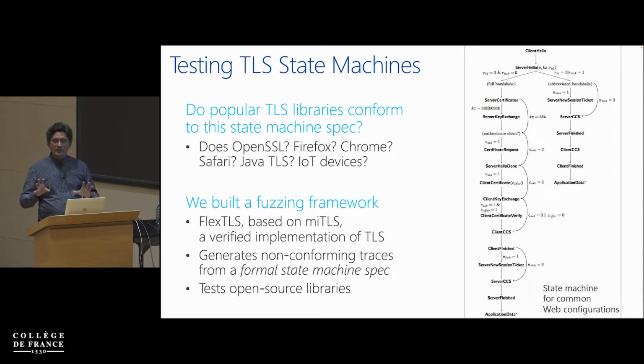There are many popular implementations, not too many, about eight that cover all the devices we ever use. We can check whether they are actually obeying the state machine. For that, we generated a bunch of good traces and bad traces, and tried to see whether they accept all the good traces and reject all the bad traces. It's a fuzzing approach towards state machines.